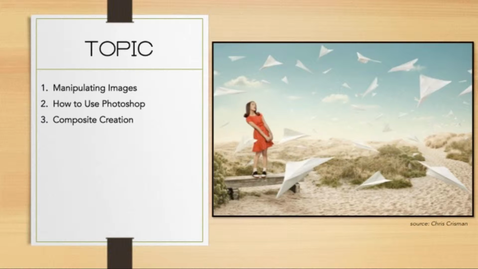So the picture on screen is a great example. It's one of my favorite composite images. It's just a picture of a woman standing on a bench on a beach, but they have added these paper airplanes. And Chris Chrisman is a fantastic Photoshop artist. You necessarily wouldn't know that those paper airplanes were added to this image after the fact. So this to me is a fantastic example of the positive you can do with composite imaging.